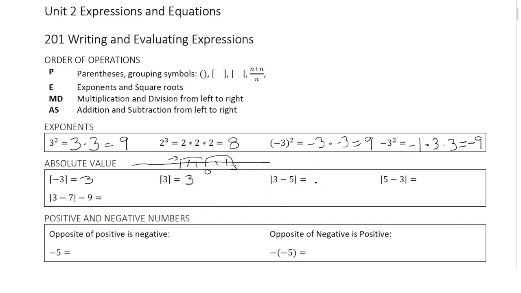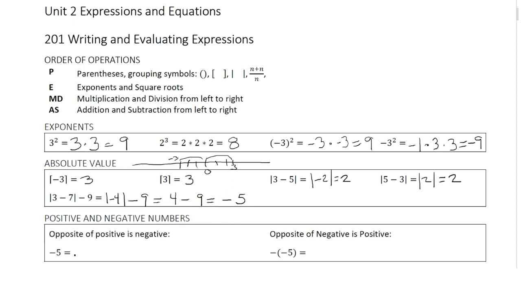When there is an operation inside the absolute value, do that operation first. 3 minus 5 is negative 2. The absolute value of negative 2 is positive 2. 5 minus 3 is positive 2. The absolute value of positive 2 is positive 2. In the case where there are operations inside the absolute value, do those operations first. In this case, 3 minus 7 is negative 4, so we write the absolute value of negative 4 minus 9. Now find the absolute value of negative 4, which is 4, then subtract 9 for negative 5.